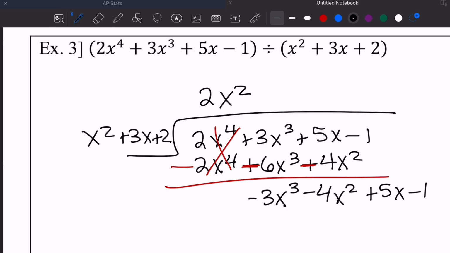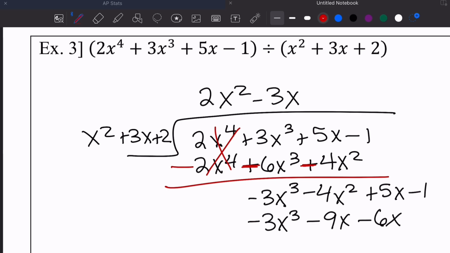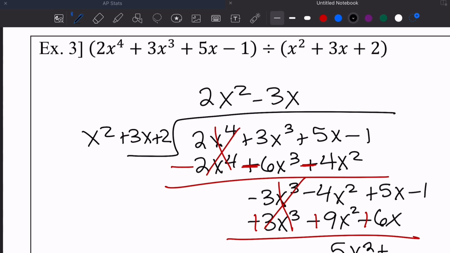Okay. Now, what can I multiply x squared by to get negative 3x cubed? Well, I can multiply it by negative 3x. So I get negative 3x cubed minus 9x squared minus 6x. Change the signs. The x cubes cancel. I'm left with 5, oh, did I forget the square? Yep, I forgot the square there. I'm left with 5x squared plus 11x minus 1.